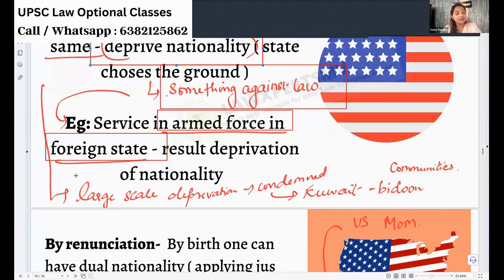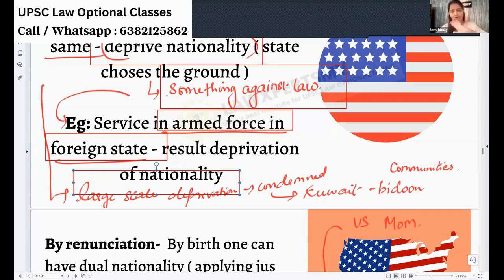Okay. And we talk about large scale deprivation. That is, certain states will be against certain ethnicity. So what they will do on a large scale, those who belong to this caste, this ethnicity, we are removing you from the citizenship like that.